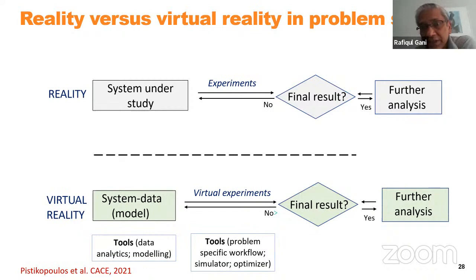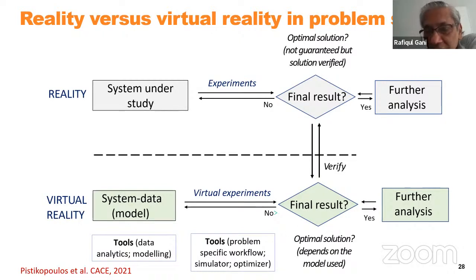And now the question is, we have a solution from reality, and we have a solution from virtual reality. Which is the best? In both cases, we cannot guarantee an optimal solution. But if we have experiments, we can verify our model-based solution through experiment. The model-based solution can give us innovative, novel solutions if the model of the system that we are using is predictive. That is, it can extrapolate outside the system data.